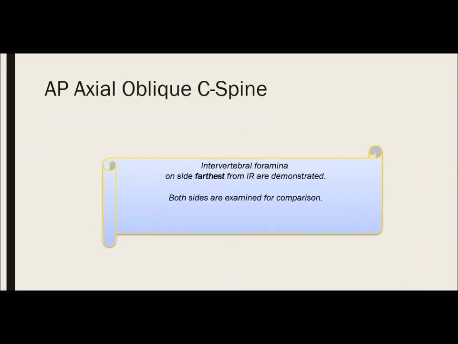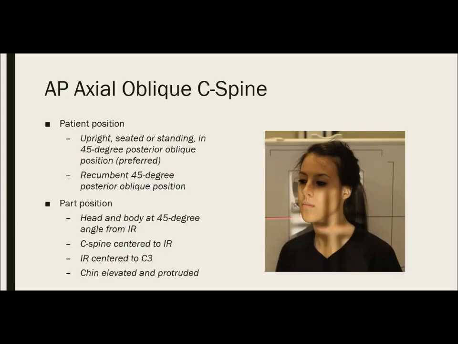Moving into our oblique projections, we'll do AP axial first. On these, the intervertebral foramina on the side furthest from the IR are going to be demonstrated, and we do both sides, like we said before, for comparison. For the patient position of the first AP axial, we're going to be upright, seated, or standing, and we want to put them in a 45-degree oblique position. If you do them recumbent, it'll also be a 45-degree oblique position.